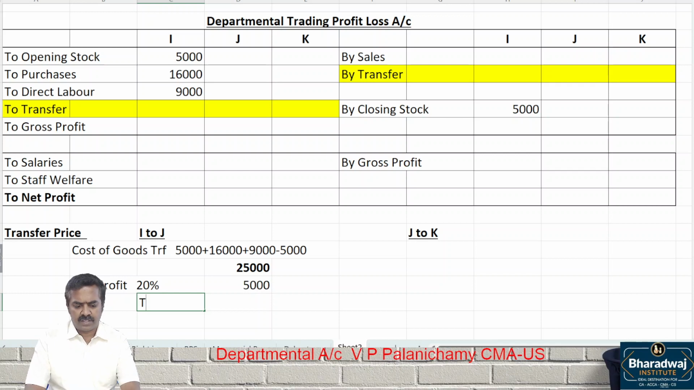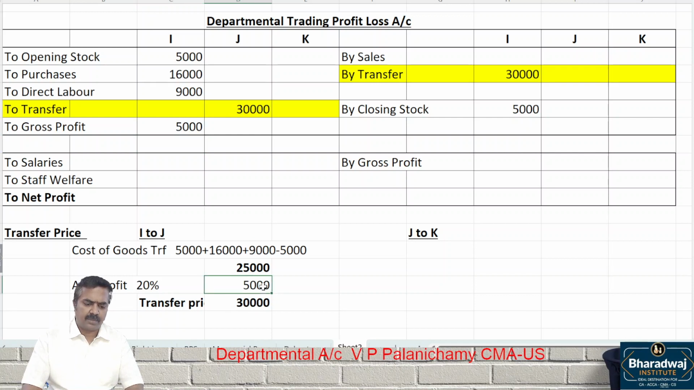So this will give us transfer price 30,000. This transfer price will be recorded. Credit the giver, debit the receiver. I will be credited, J will be debited. Then gross profit is how much? 5,000. This is nothing but the profit on transfer.